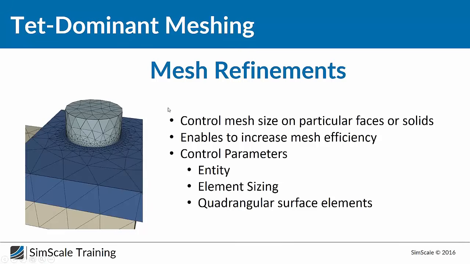And the very important thing about this mesh refinement is that it allows you to increase your mesh efficiency. If you remember at the beginning, I showed you this mesh independent study where adding a local mesh refinement helped us to reduce the mesh size massively for a mesh independent solution. And in the end, you can define these mesh refinements for particular faces or solids, and then you can control for these entities the element size as well if you want rectangular surface elements or not.